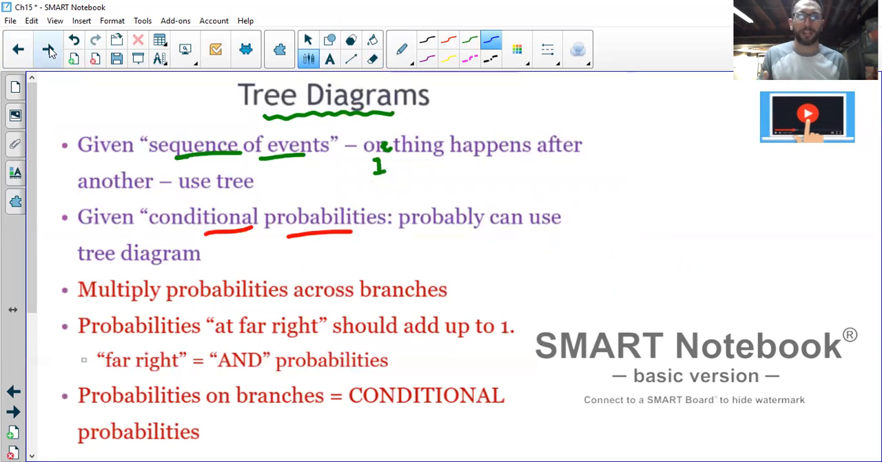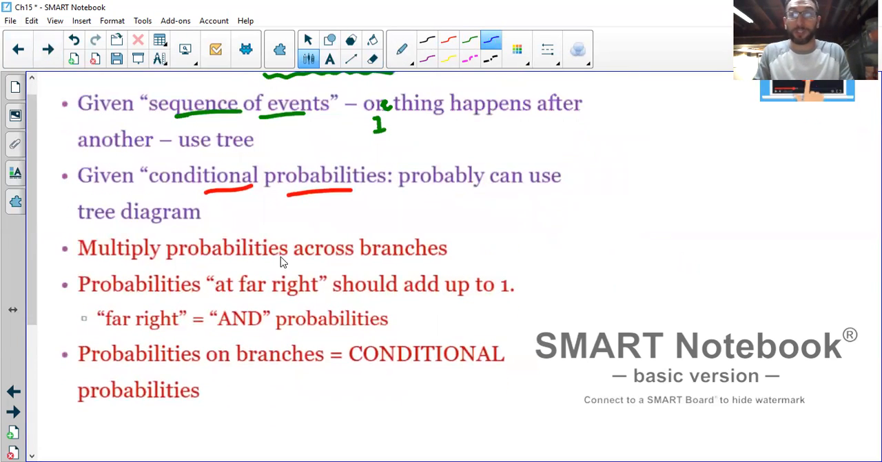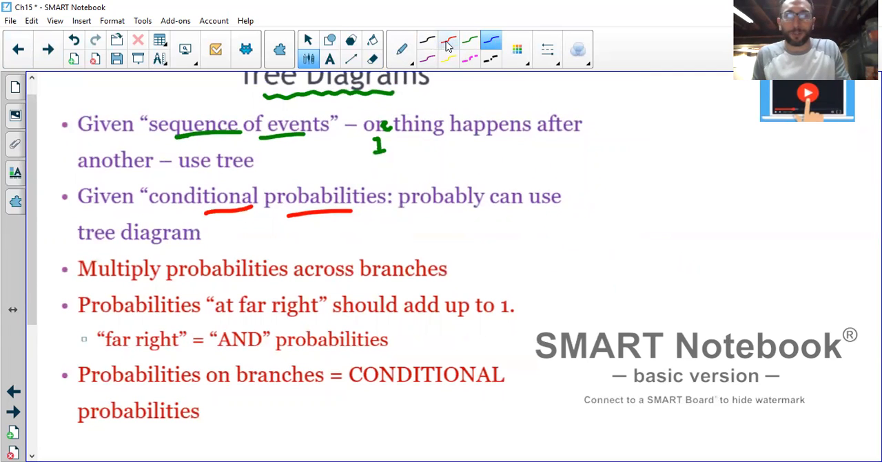Some other general stuff about tree diagrams, which maybe isn't going to make a ton of sense until we actually do the math and look at it, but just some stuff to add to the list. We're going to multiply across branches when we work with a tree diagram. We'll see that. The probabilities at the far right should add up to 1, whatever that means. We'll take a look. By the far right, I mean these and probabilities you'll see. So we're going to want to check that those sum to 1 to check our work. And then we want to remember the probabilities that are shown on the branches are conditional probabilities. Really, it's on the second set of branches. But again, when we create the tree, we'll look at what all these red things mean.